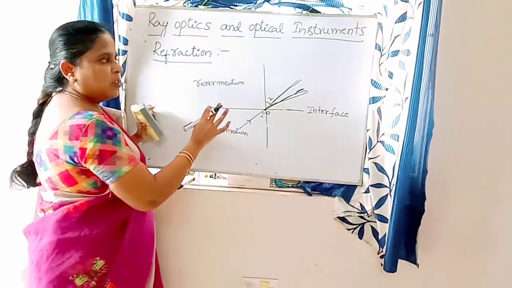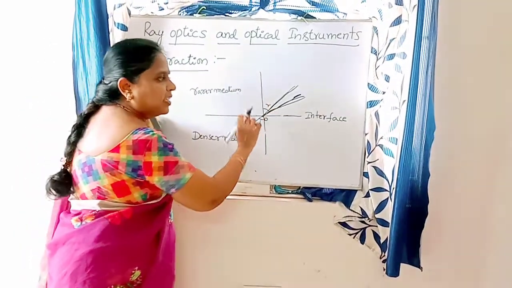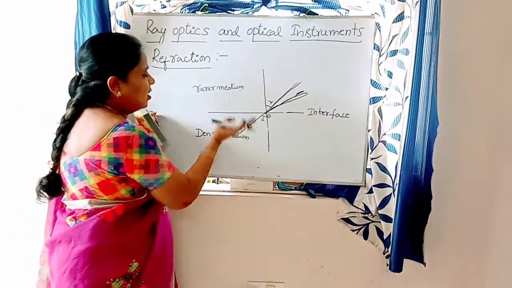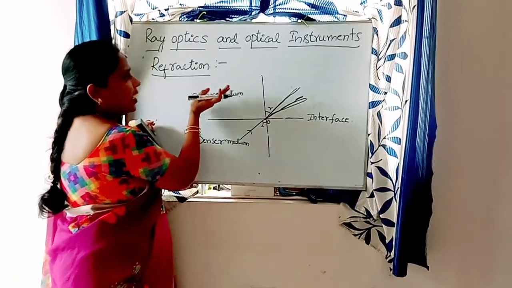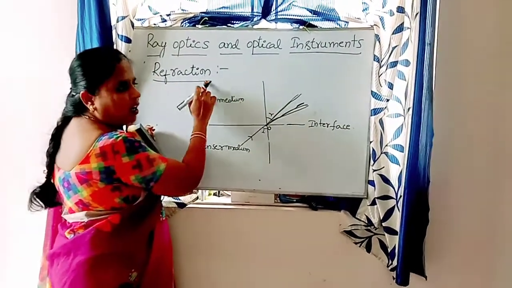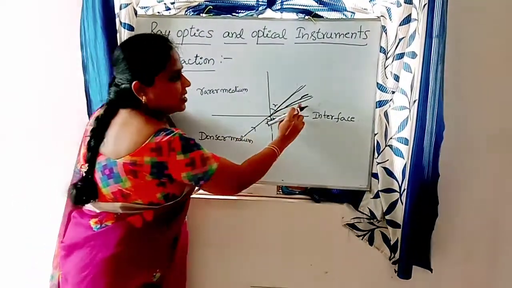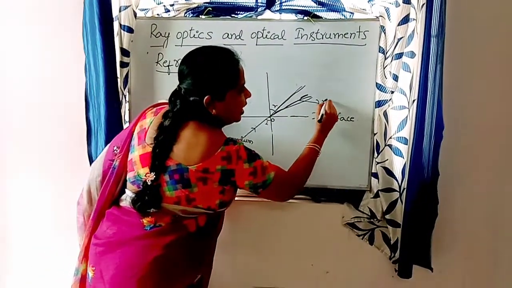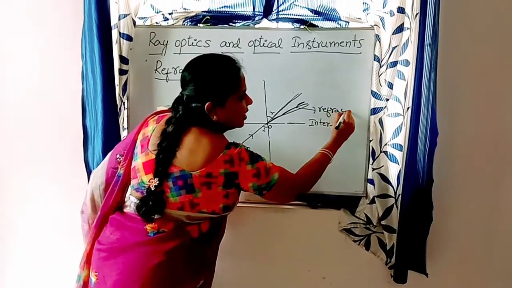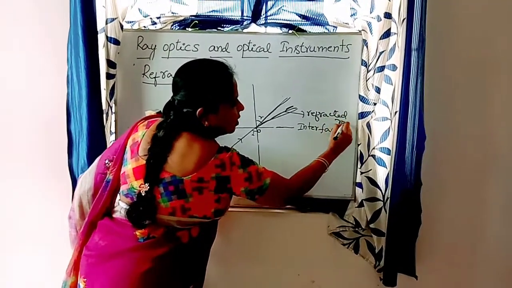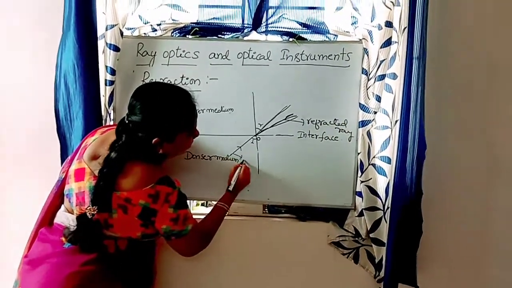So bending of light which passes from denser medium to rarer medium is called refraction. So this is the incident ray and this is the refracted ray.